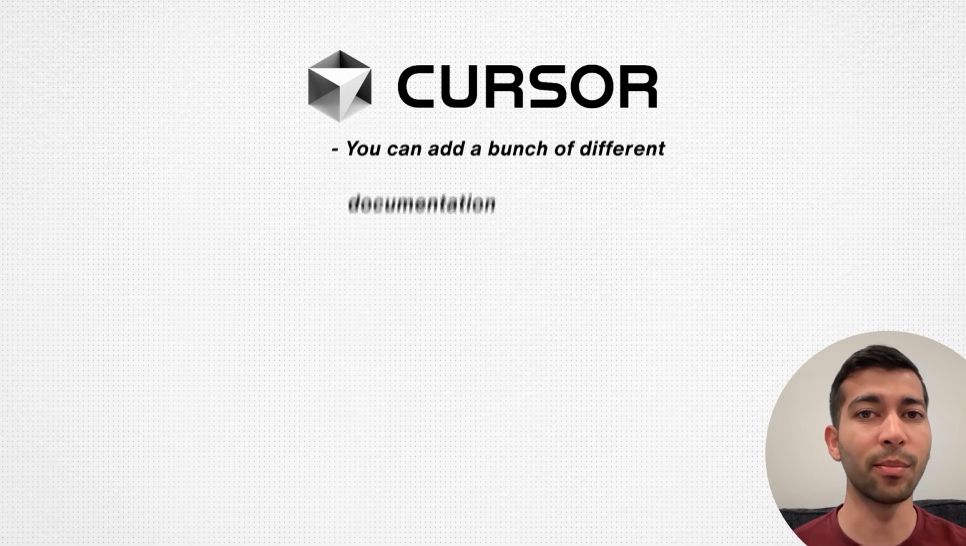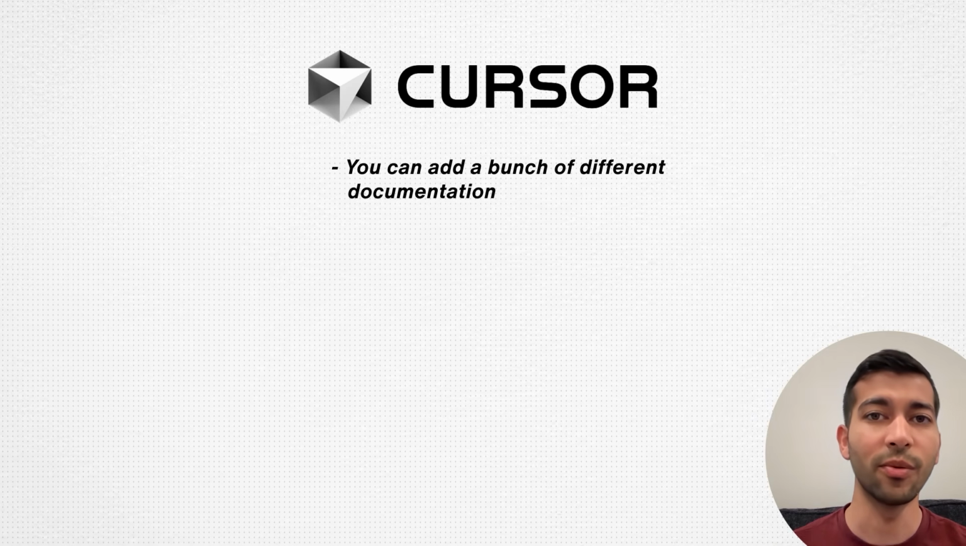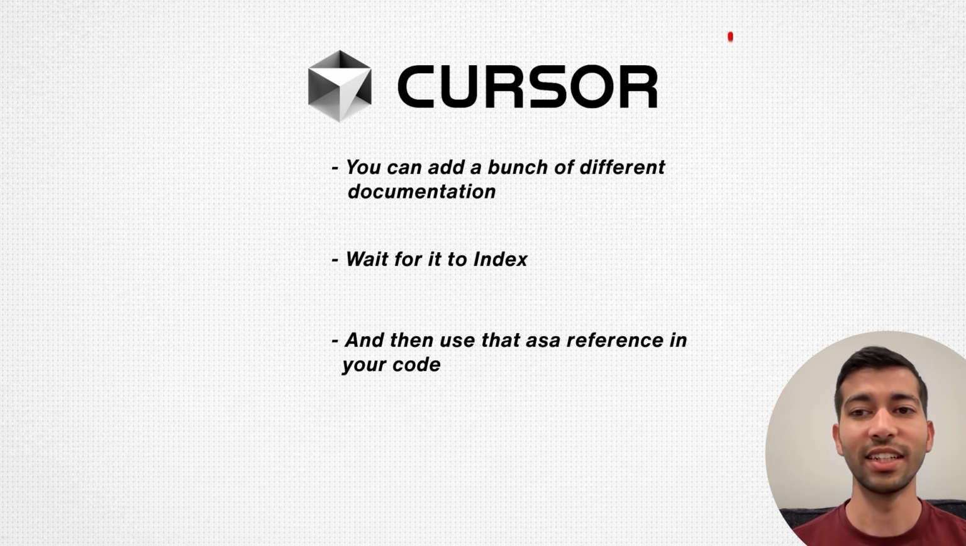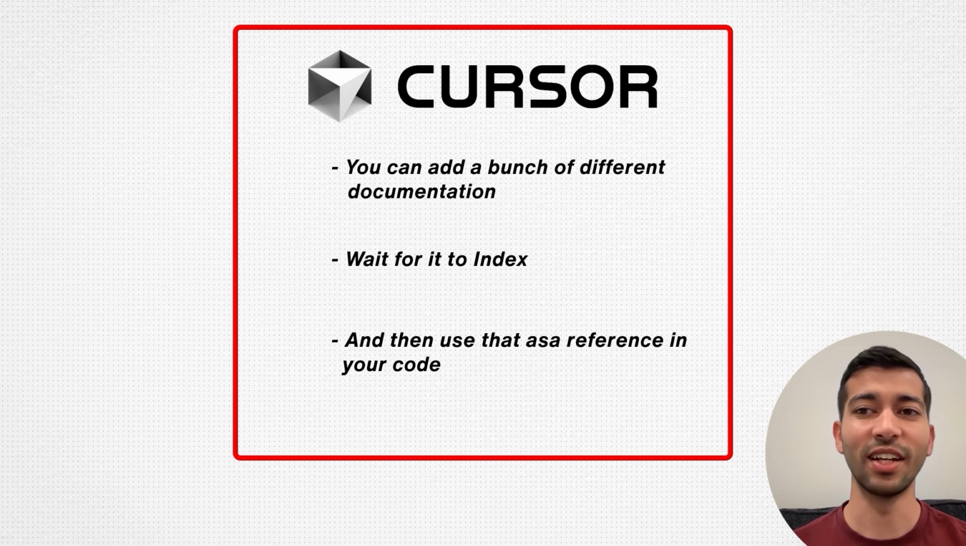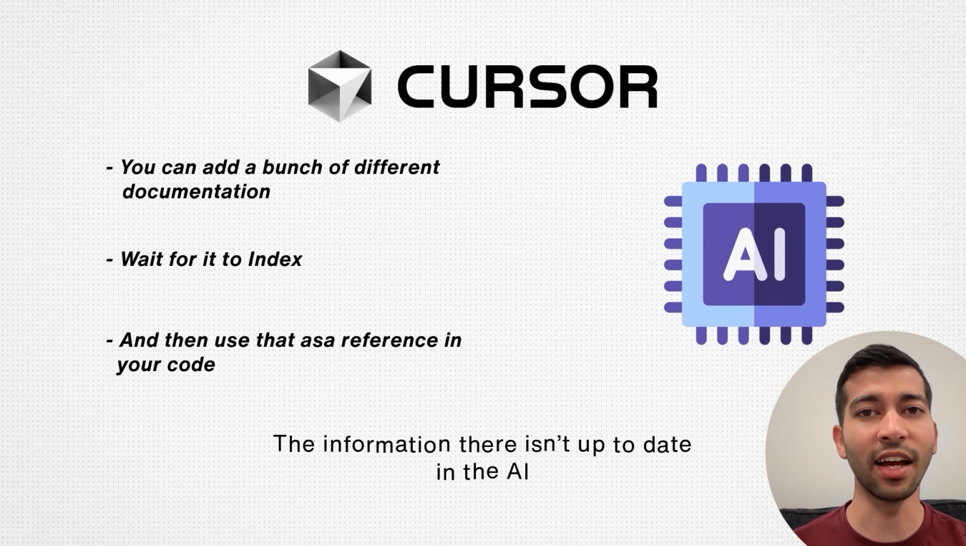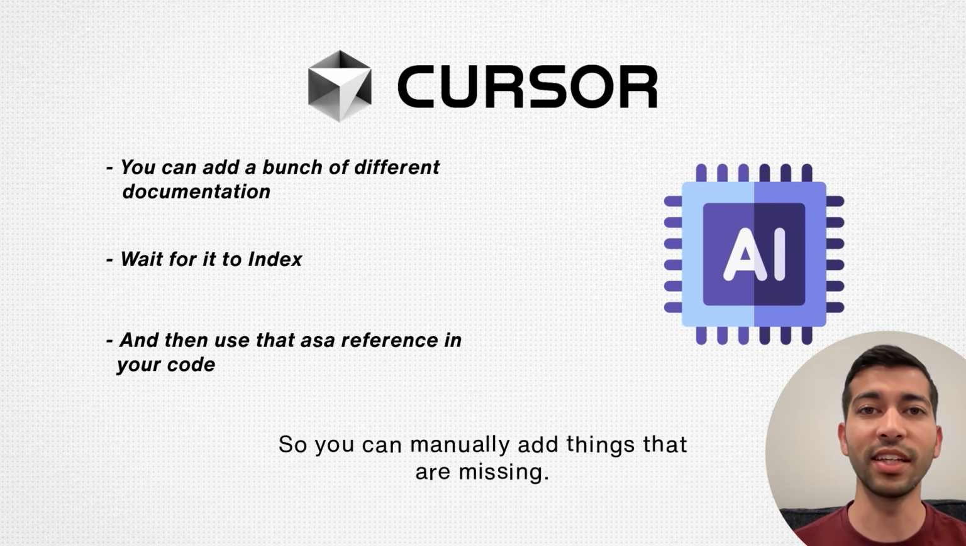You can add a bunch of different documentation, wait for it to index, and then use that as a reference in your code. This is some super powerful stuff because most of the time we complain that the information there isn't up to date in the AI. So you can manually add the things that are missing.